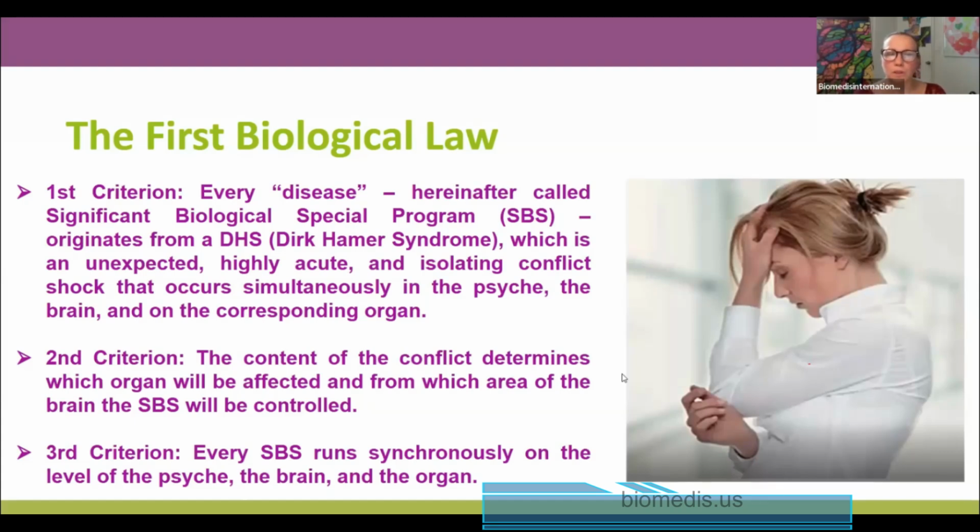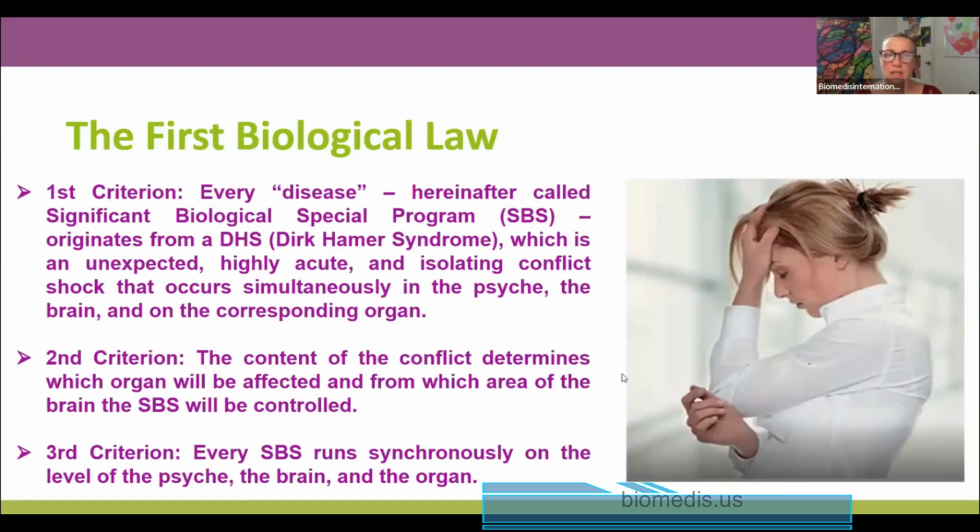So every significant biological special program originates from Dirk-Hammer syndrome, or a shock, right? Which is an unexpected, highly acute, isolating conflict shock that occurs simultaneously in the psyche, the brain, and the corresponding organ.